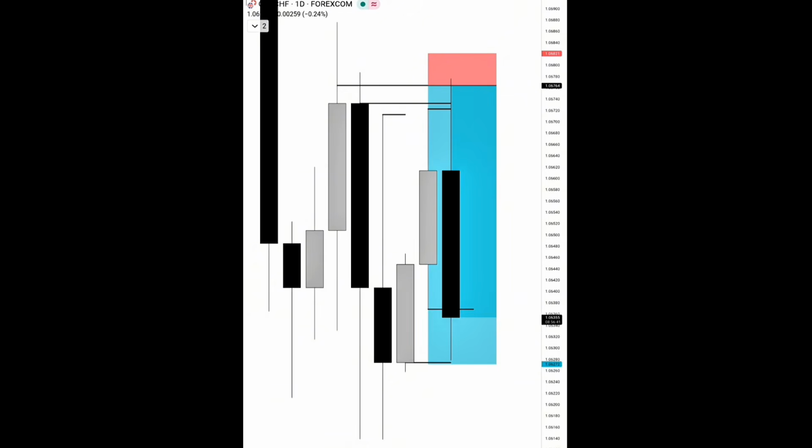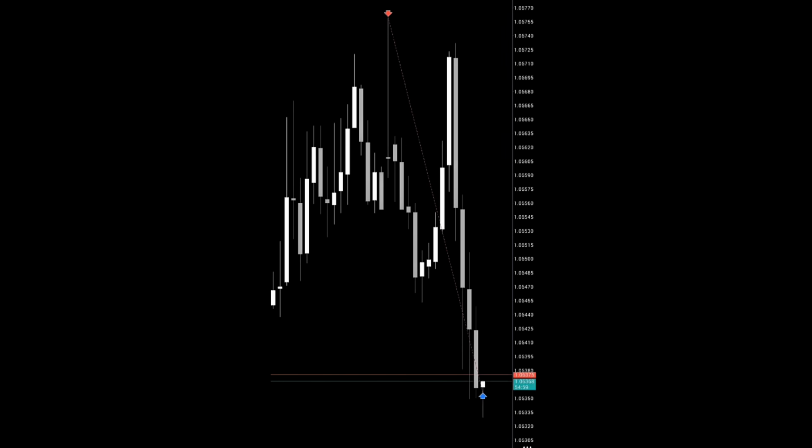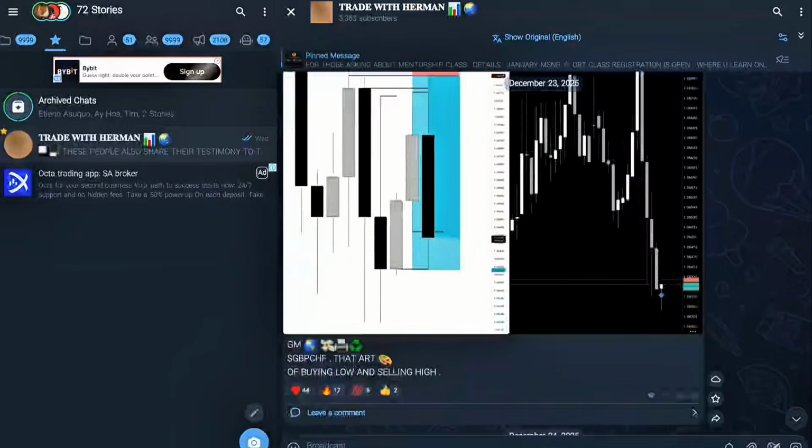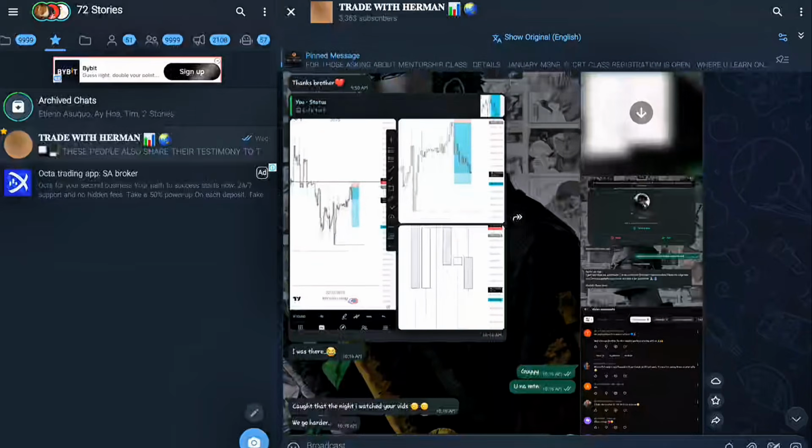So this is the level from that daily refinement to that H4 level, right? So this is that level here, and take a look at this. This is that execution from that H4 level rather, that CRT level before the impulsive movement to the upside. And also, let me give you an example of something very, very similar to what I'm trying to explain here. So take a look at this.